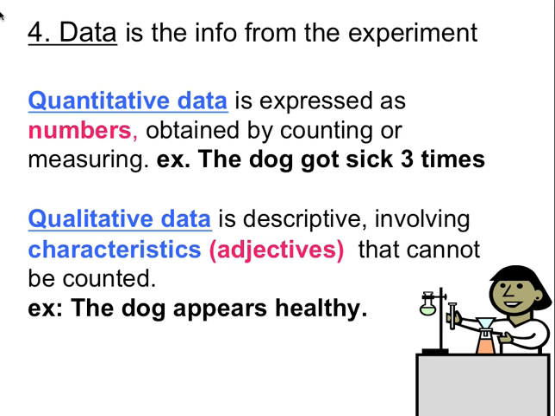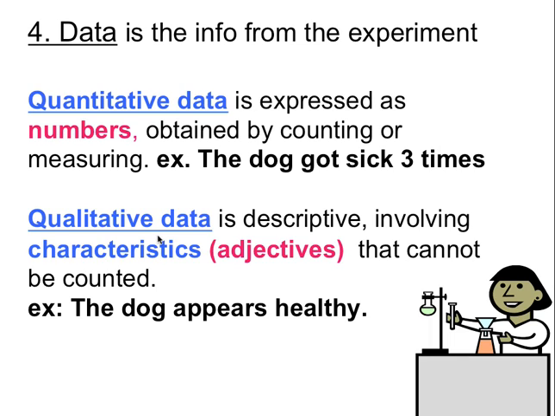Okay. Step 4, data, whatever you want to pronounce it as, okay? That's the information you gather during the experiment, and there's 2 types. There's quantitative and qualitative. Quantitative sounds like the word quantity. Quantities are numbers. So this is anything that you can express as a number. Quantitative data is very important in the scientific community. You always want to have numbers to back up your results.